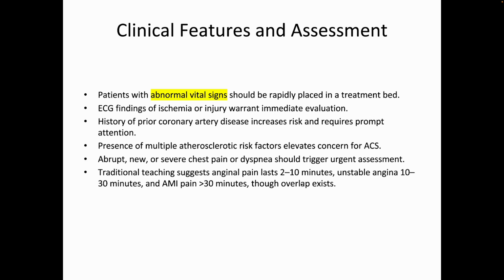Now, a traditional teaching, which is not very precise but just to emphasize, is that anginal pain starts first. So this is a stable angina, which can last from 2 to 10 minutes. And then once the closure of the artery progresses, it progresses into unstable angina. Of course, there wouldn't be ST elevation or depression or ST changes on the ECG, but later on, when there is myocardial damage, and that's after 30 minutes, that's when ST changes happen and troponin is released into the blood.